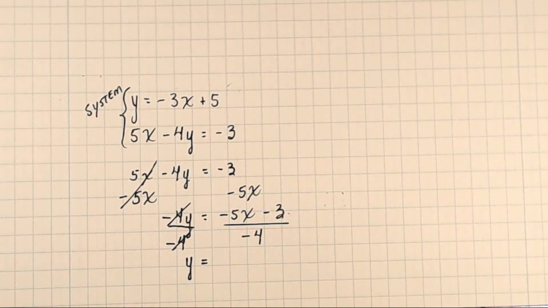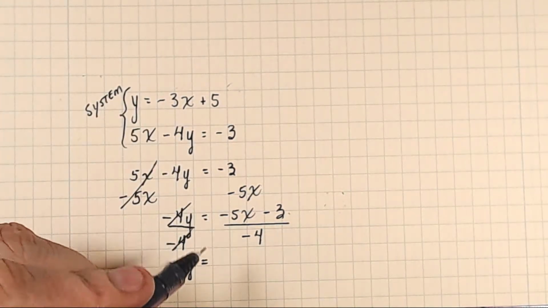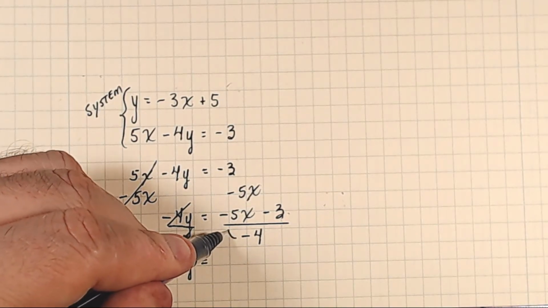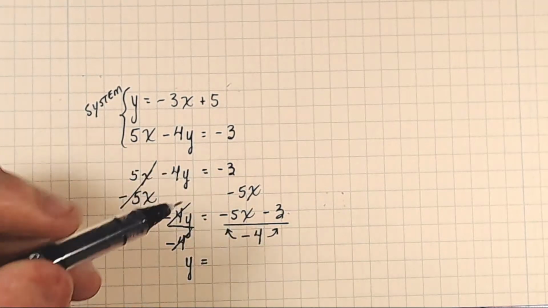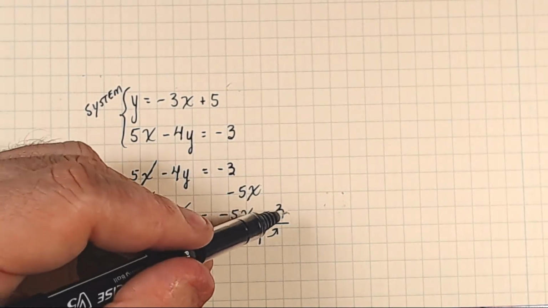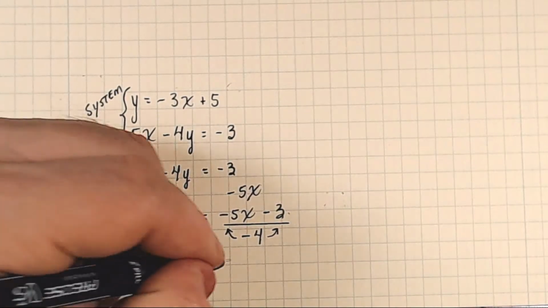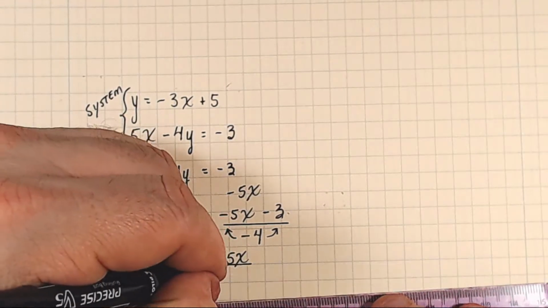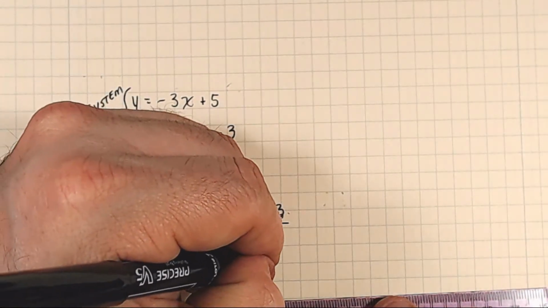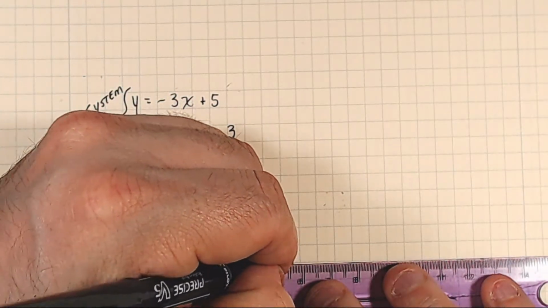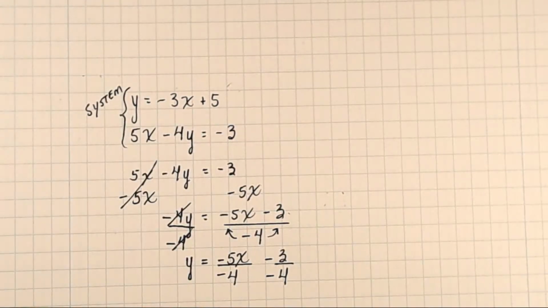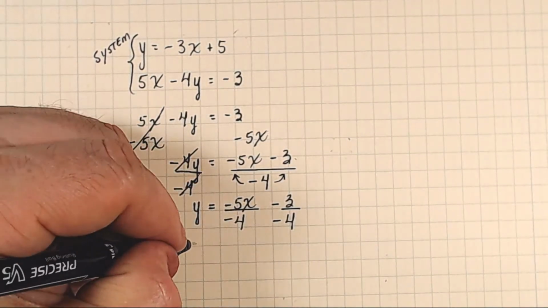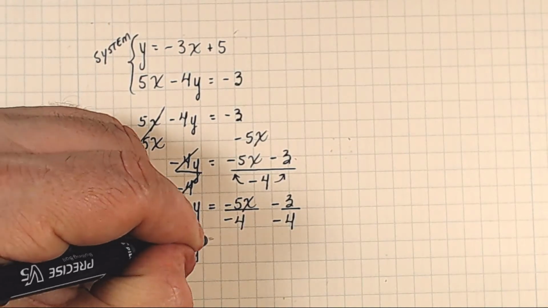He wants to be alone. Y equals, and remember our little trick, when you've got this big fraction bar and just a number beneath it, you can share that number. Negative 4 can go beneath negative 5x, and it can go beneath negative 3. So I can write y equals negative 5x over negative 4 minus 3 over negative 4. So clearly I'm not done. Too many negative symbols.